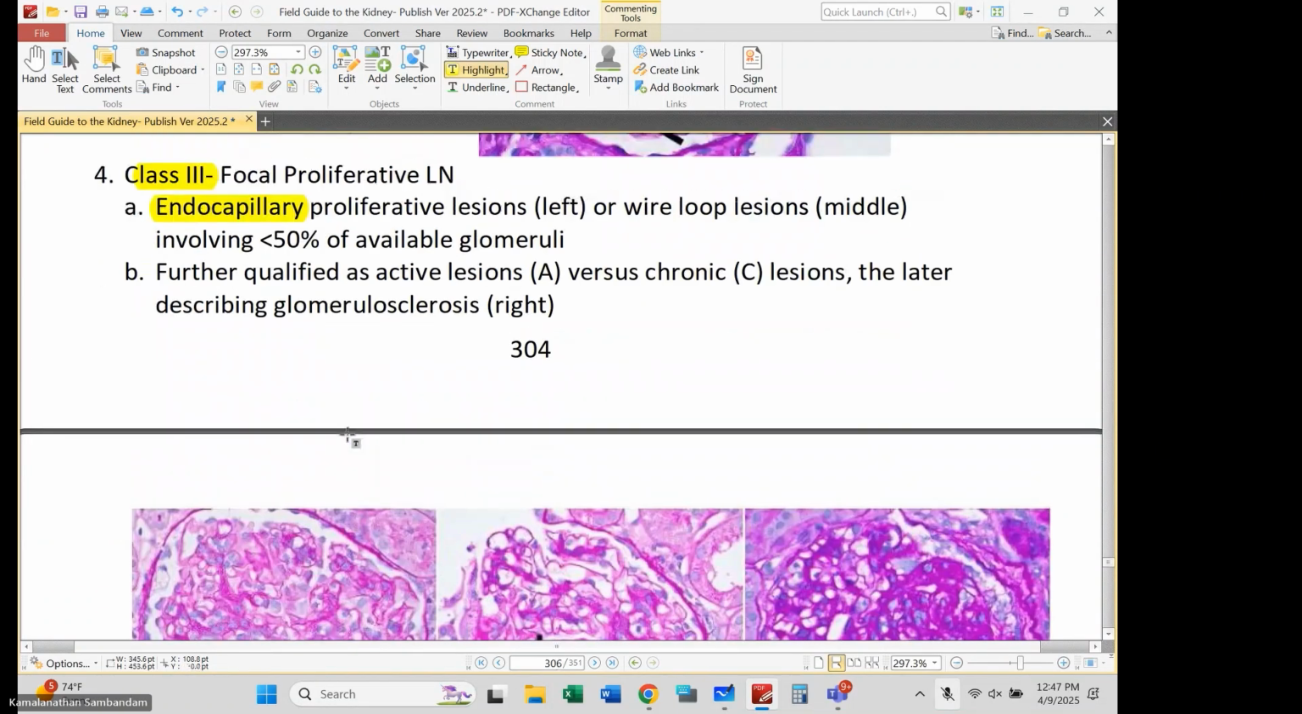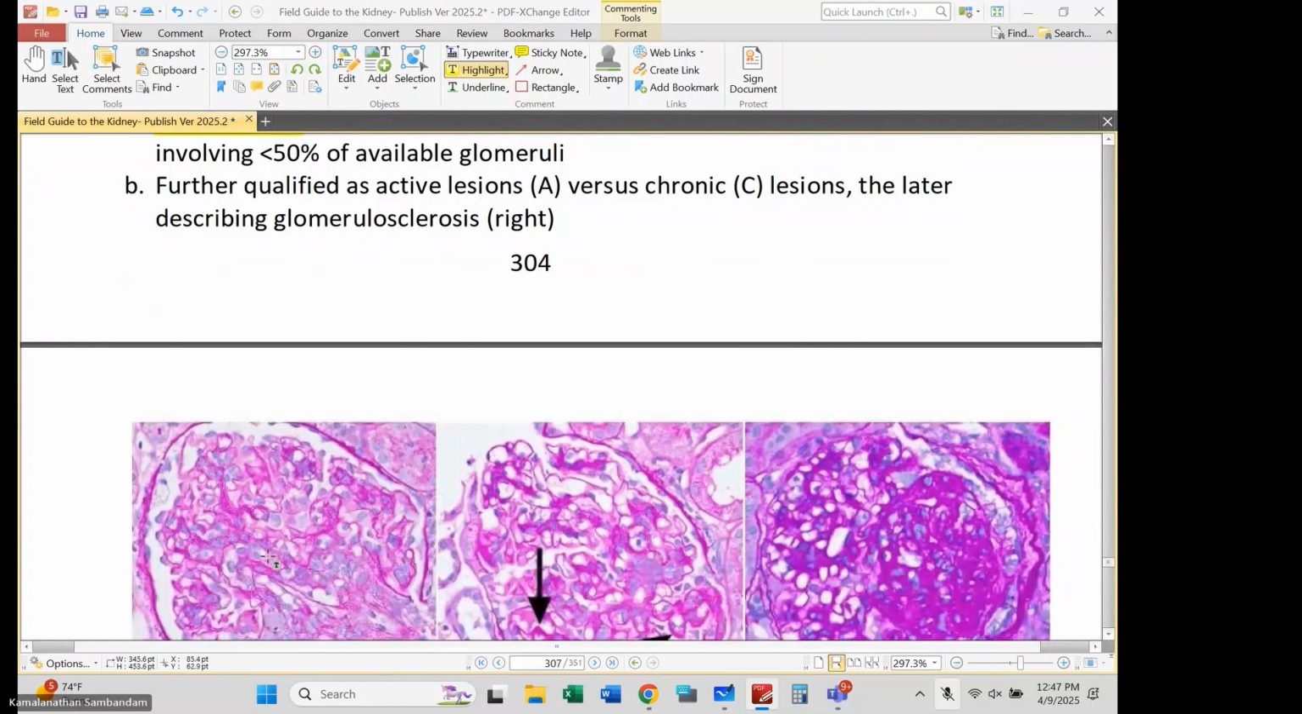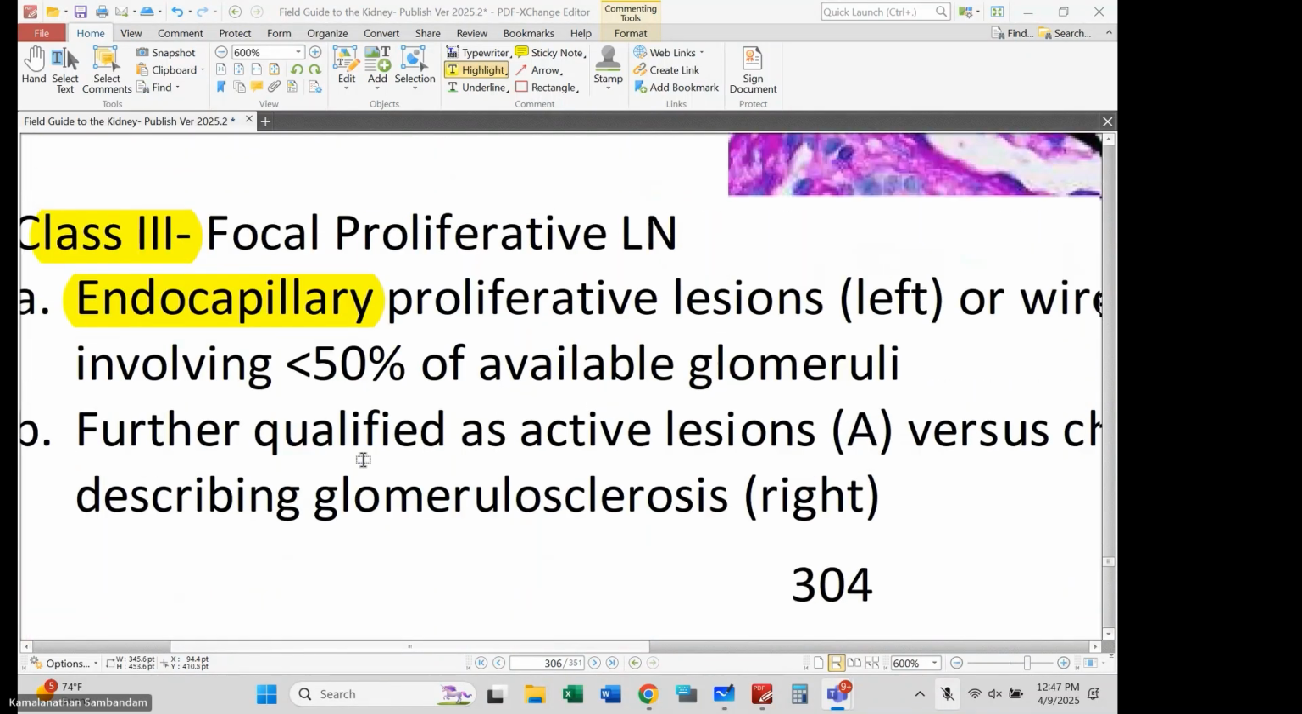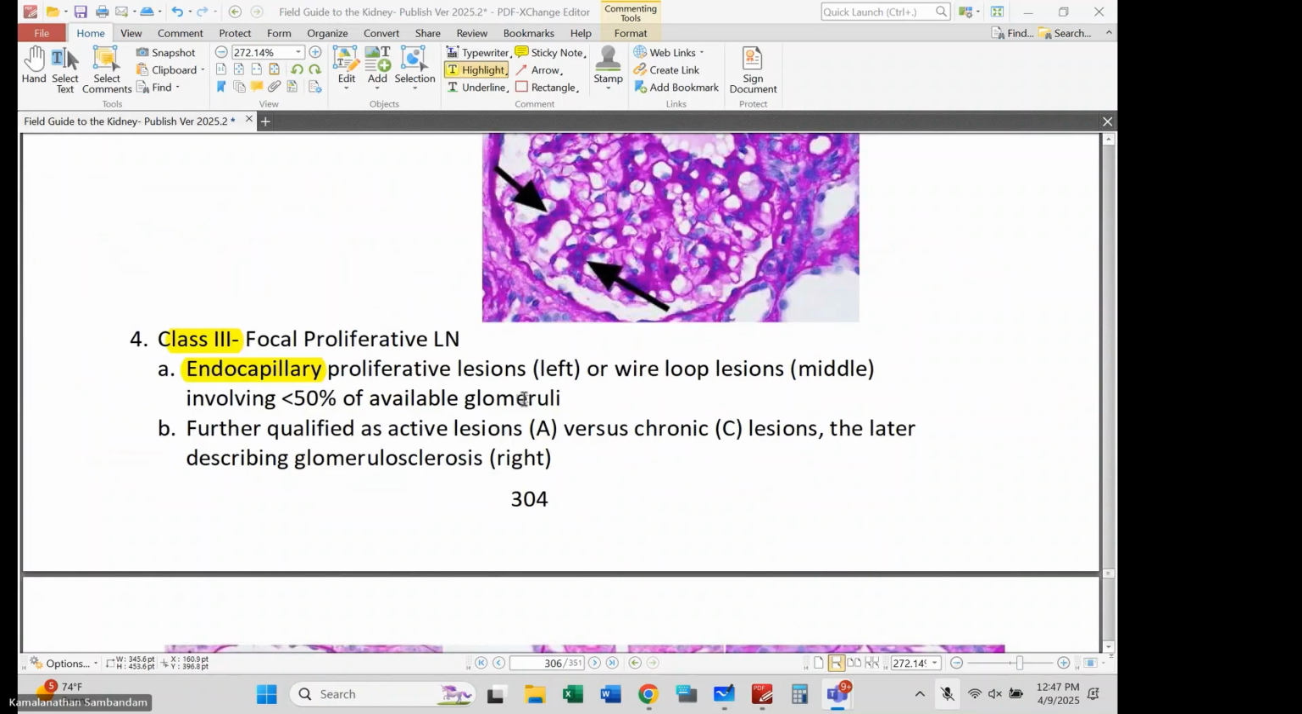So I may have these areas of, again, endocapillary hypercellularity, where glomerular capillary loops have typically mononuclear, but sometimes neutrophils, but usually mononuclear inflammatory infiltrates within capillary lumina, right? That would be endocapillary proliferation or hypercellularity, right?